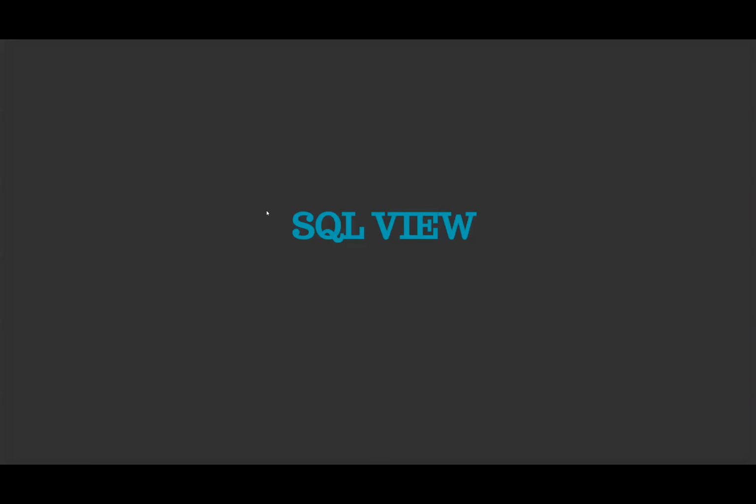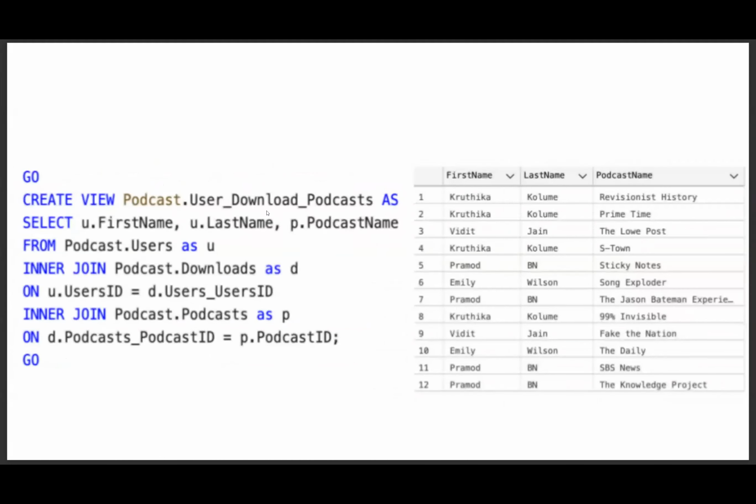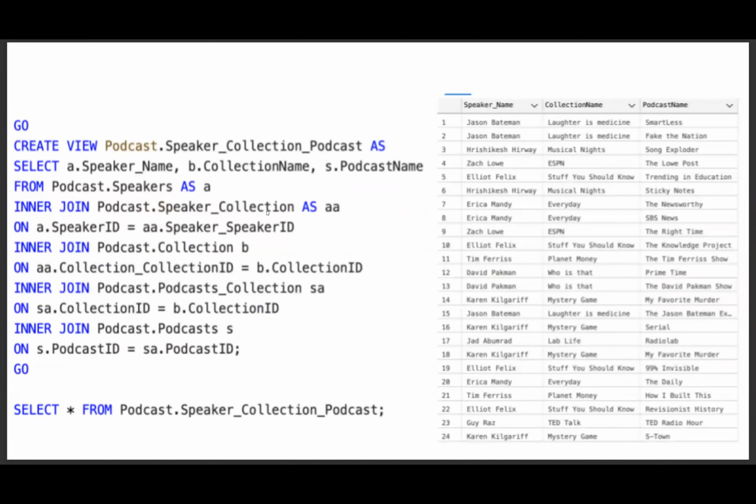Hello, next slide. So we've implemented a few views. One of the views is where we can find out all the favorites of a user with the first name and last name. Next one, next slide. And this is for checking all the downloads of a user. And this is the example view. Next. Yeah, so this is an overall view for all the speakers and their podcast and which collection the podcast belongs to. And we joined 4 tables for this. And this is the output for select all from that view.